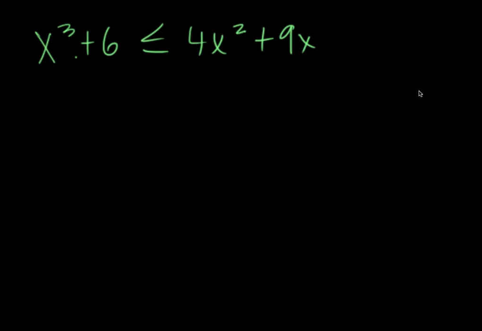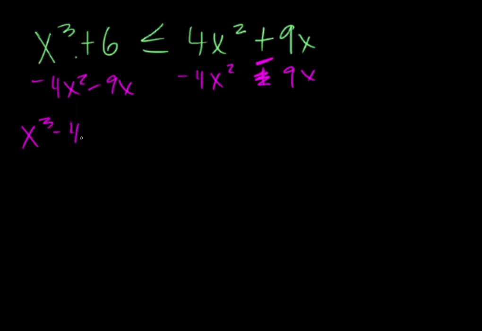Hey math kids, today we're going to talk about cubic inequalities, and you can see one written on the screen, and we'll just jump right in. So what we're going to do is get everything onto one side. Oops, that's a minus. So we have x cubed minus 4x squared minus 9x plus 6 is less than or equal to 0.